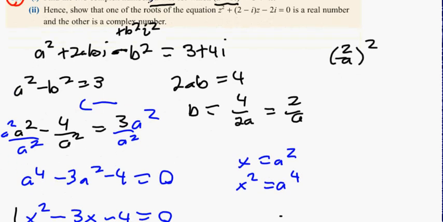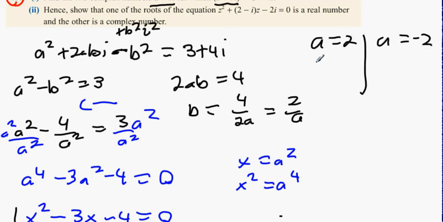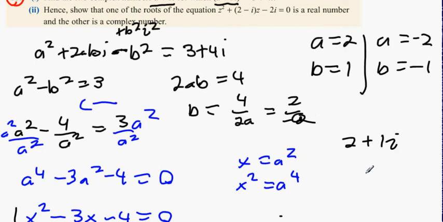Now that we know that a equals plus or minus 2, we'll have two different complex numbers, a equals 2, a equals minus 2. Therefore b is going to be 2 divided by 2, which is 1, or 2 divided by minus 2, which is minus 1. Our two complex numbers are 2 + 1i, or minus 2 minus 1i. Okay.